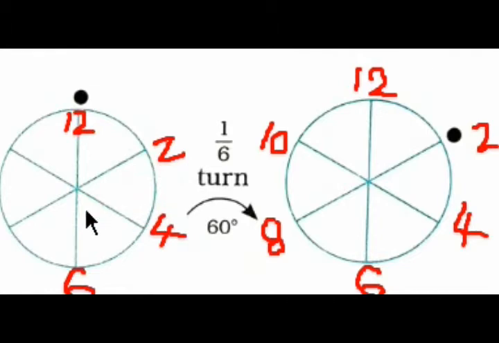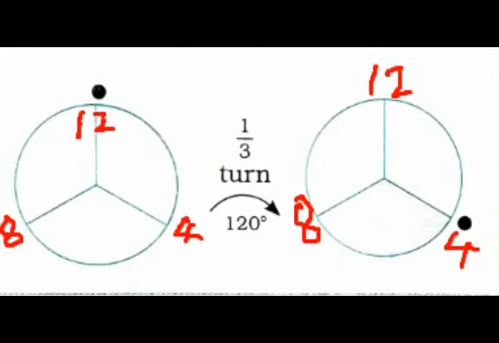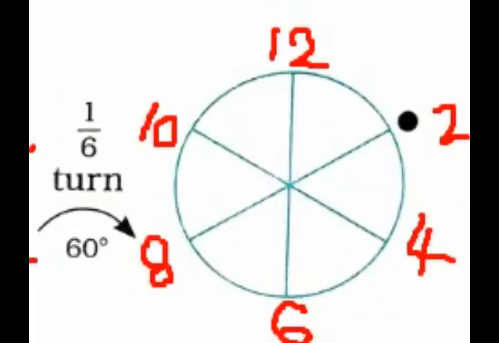That means two 1/6 turns are equal to one 1/3 turn, because a 1/3 turn is rotating from 12 to 4. That means here to here. That means two 1/6 turns are equal to one 1/3 turn. So a figure will remain the same on both turns, 1/3 turn and 1/6 turn.